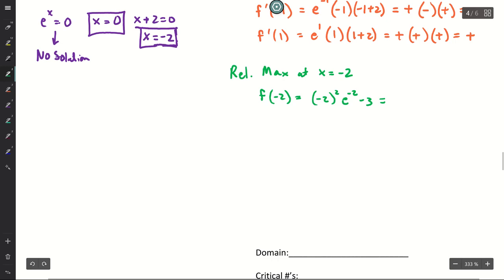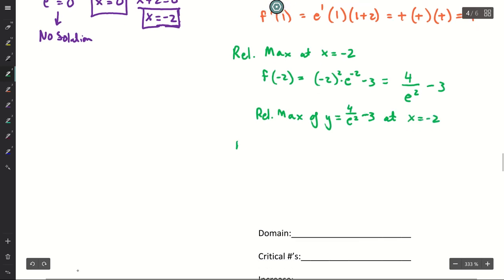On here, negative 2 squared is obviously 4. The e to the negative 2 power is multiplied by that, so what I'm going to do is write it as an e to the positive 2 in the denominator under the 4, and then minus a 3. And that's fine for me. I'm going to want an exact answer, and that's an exact answer. So we're going to say there's a relative max of y equals 4 over e squared minus 3 at the x value of negative 2.